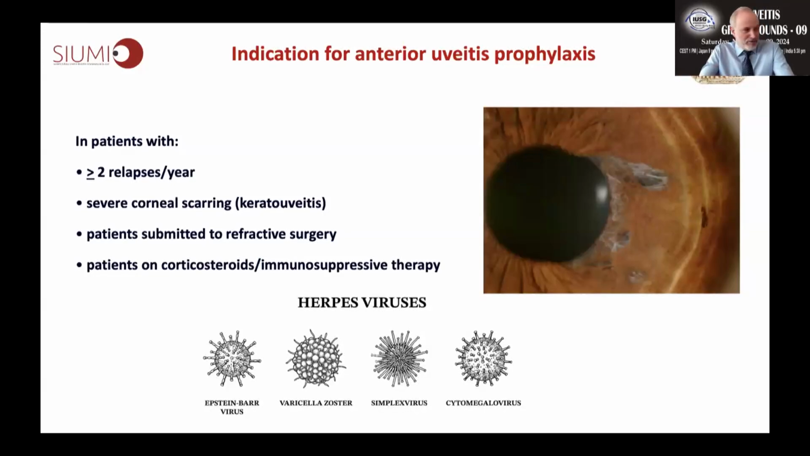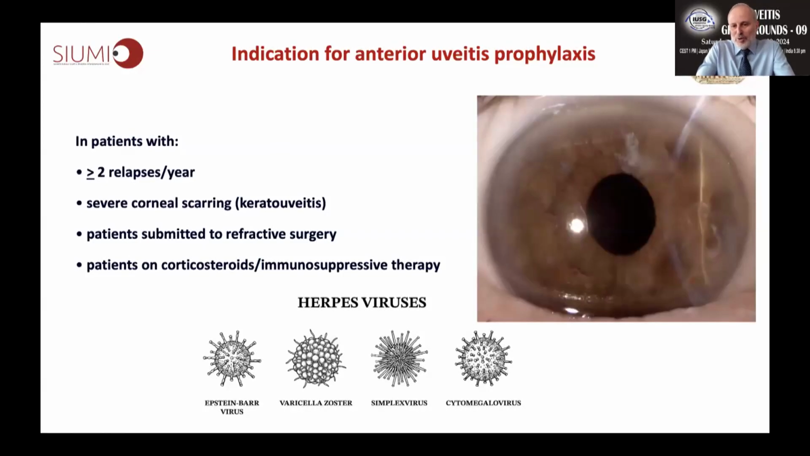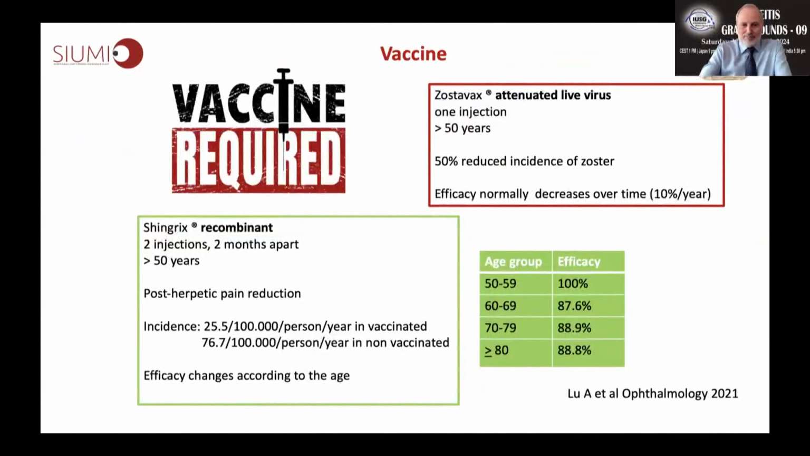This is not the case of the picture on the right side of your screen, but this is one of the patients that I would like to put on prophylaxis because of the very thin cornea after repeated episodes of keratouveitis. What about vaccine?